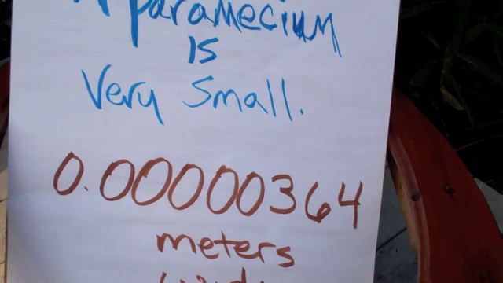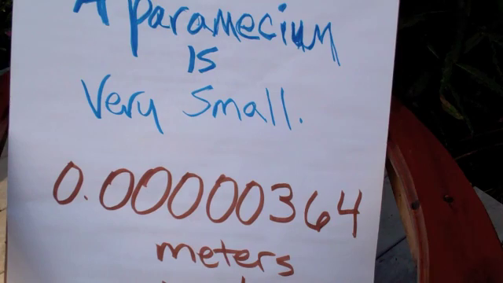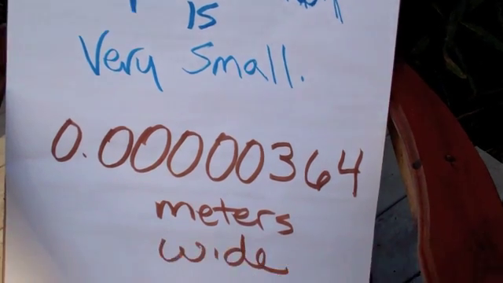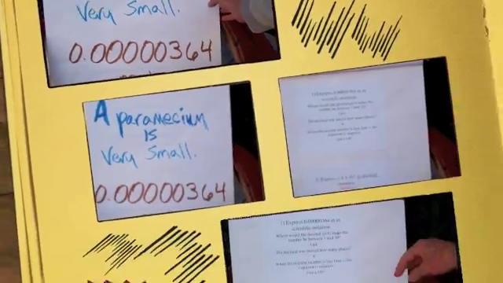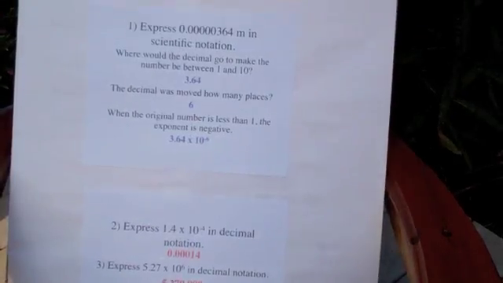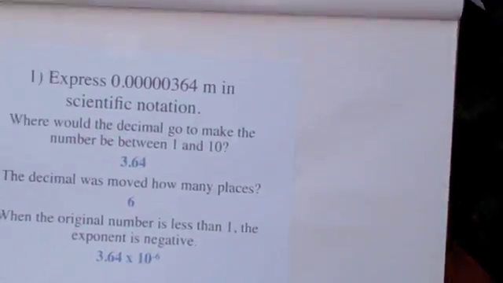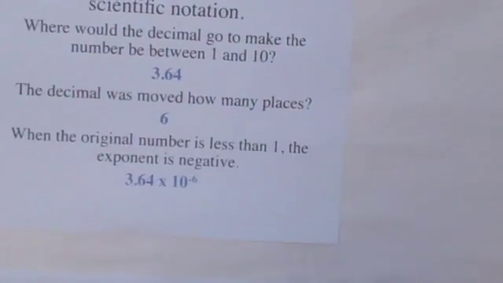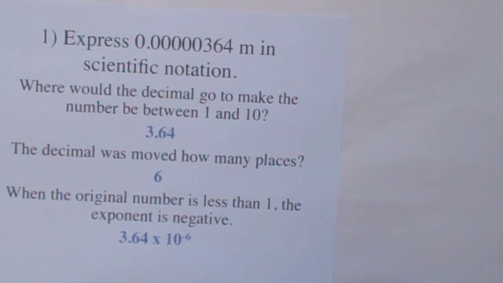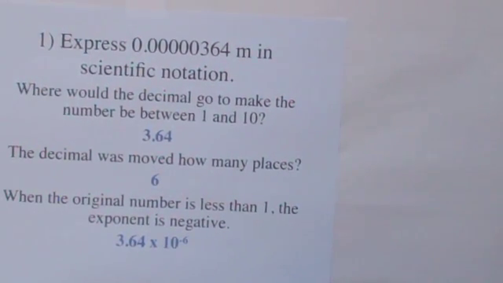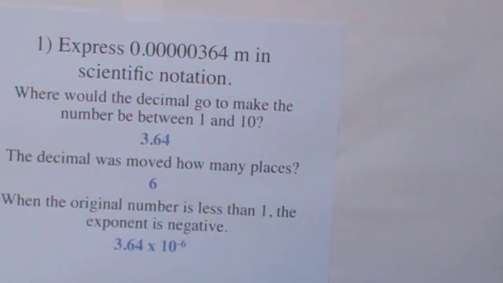On the other hand, a paramecium is very small. 0.0000364 meters wide. That is very tiny. Now, we can express the size of that paramecium in scientific notation. And when we do, we have to move the decimal. We're going to slide the decimal over to the right until it's between the 3 and the 6.